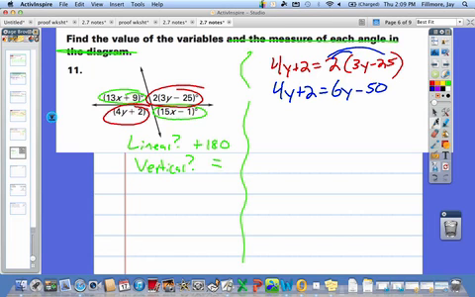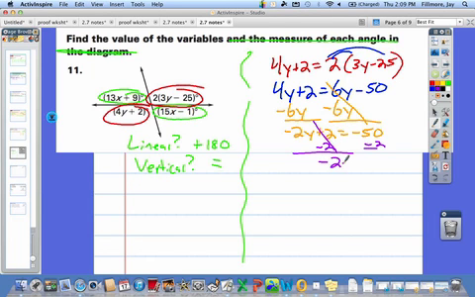And now I can solve for y. I'll subtract 6y from both sides, so my y's are all together. So these cancel, and I have negative 2y, bring down my 2, equals that negative 50. Next, I will subtract 2 from both sides. So these cancel, and I have negative 2y equals negative 52, not 48. Negative 50 minus another 2, I have a total of negative 52. And divide both sides by negative 2, so y is 26.